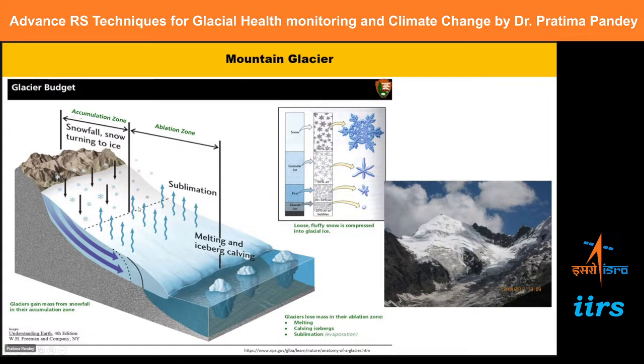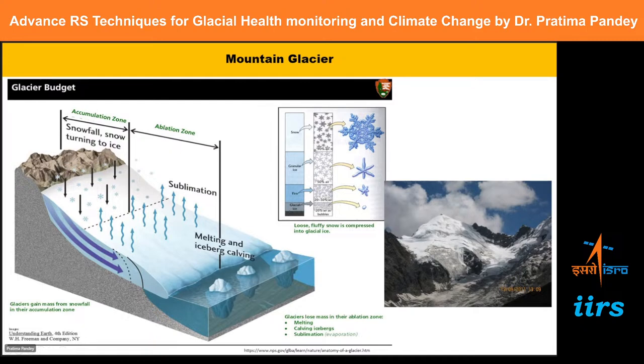As we come down, the lower portion of the glacier is known as the ablation zone, where we have seasonal snow. Say in the winter we have snow here, but in summer the snow gets melted away, or sublimation may also occur. So this is the ablation zone. The ablation zone is the zone of the glacier where the ice is mostly lost from the glacier. If we combine the accumulation zone and the ablation zone, the mass gain and the mass loss give us the mass balance of glaciers.